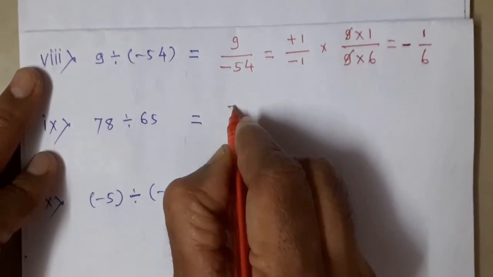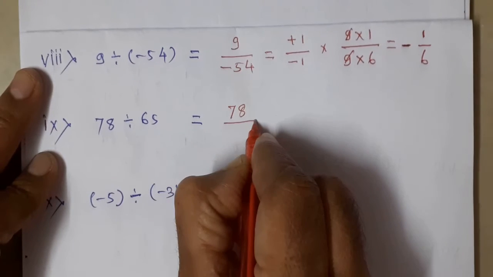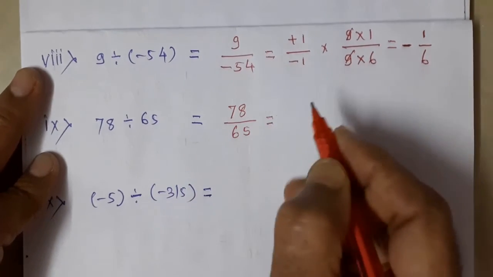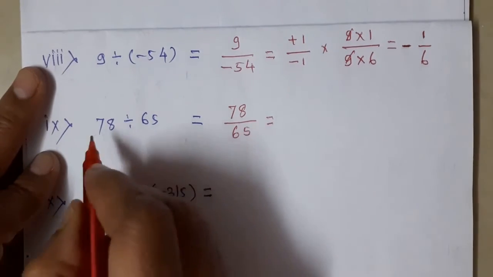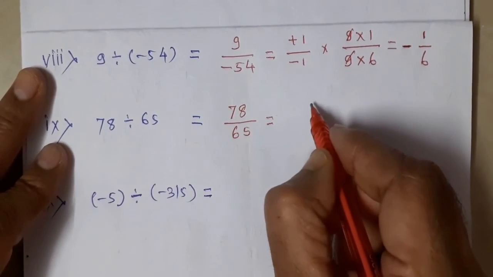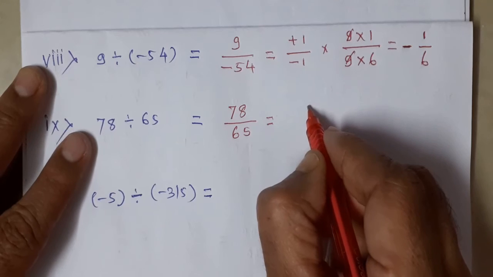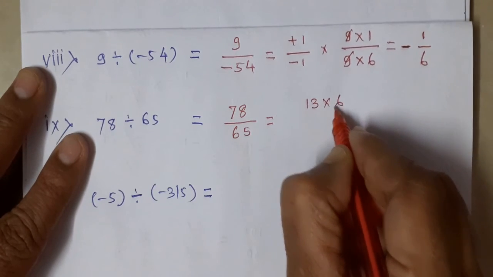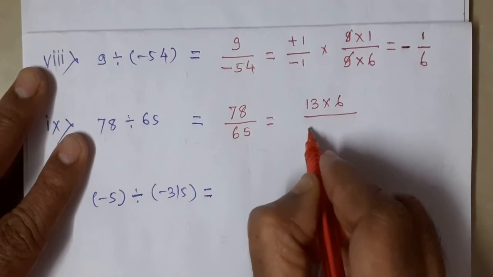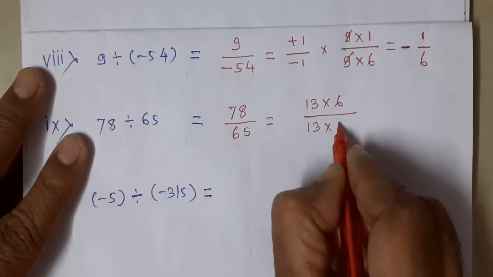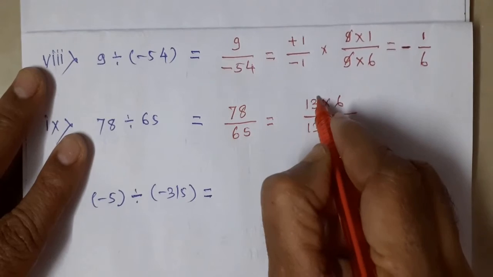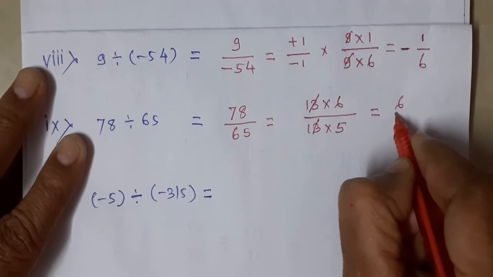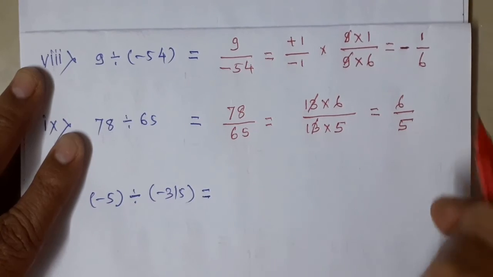Then 78 divided by 65. These are both positive numbers. If I simplify it, 13 sixes are 78 and 13 fives are 65. The 13 is common, so the result is 6 divided by 5.